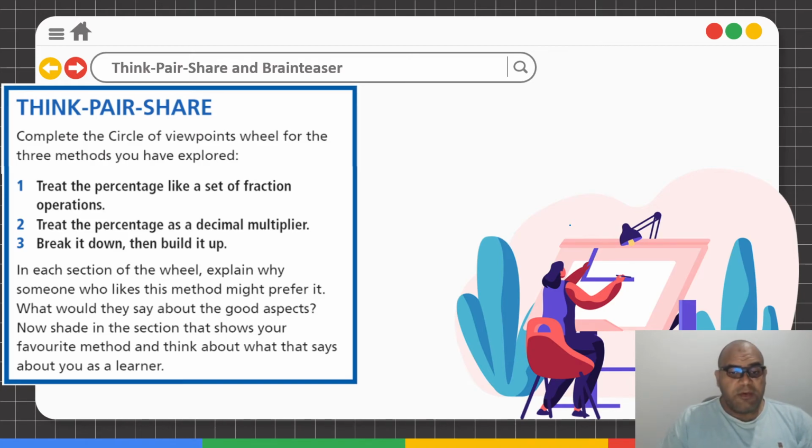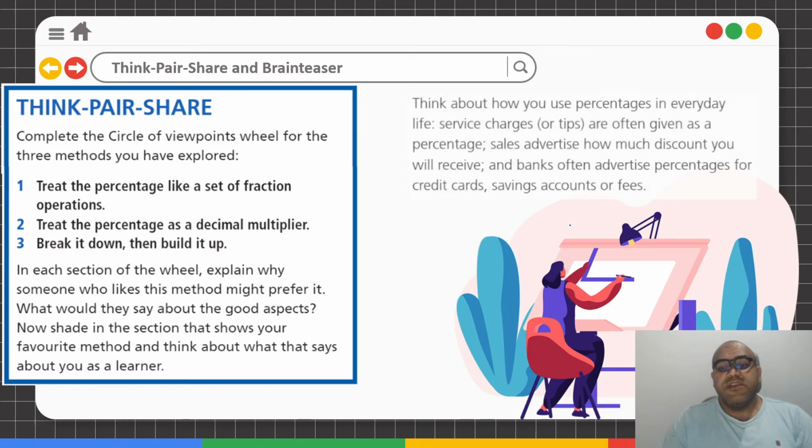We have the percentages over here. We learn how to do it. Share with your friend. What is the best method to you? The viewpoint. Because maybe he has a different viewpoint from you. For the 3 methods we have explored.